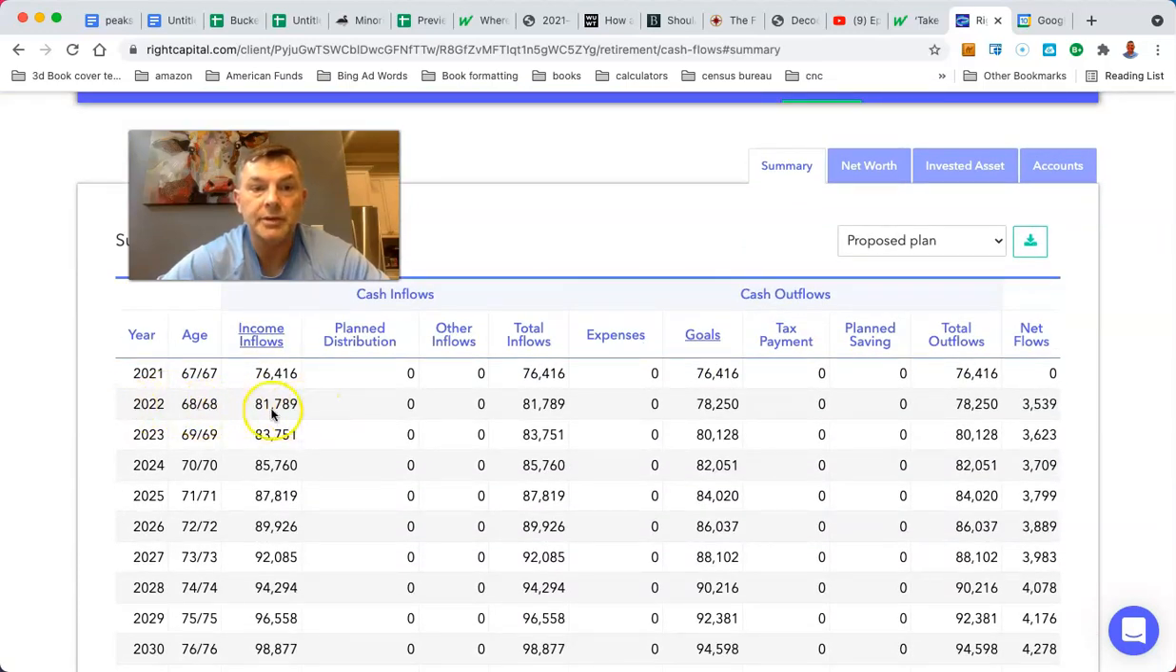First full year of 2022, $81,789 is our Social Security. Our goals are $78,000, and there's a reason I did that. So we have net flows of $3,500 bucks. No taxes at all.